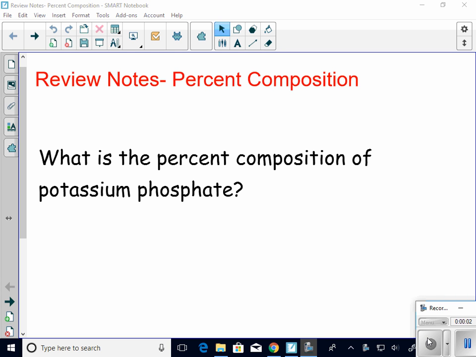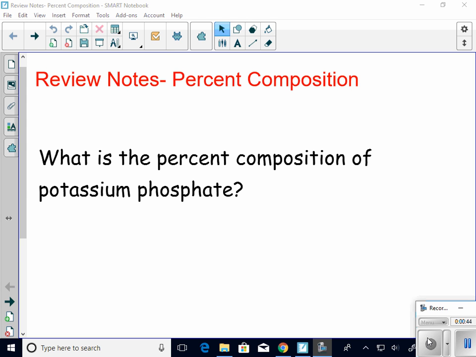Now, ladies and gentlemen, when we're talking about percent composition, we are just dealing with how much of each individual element is in that compound. How much of the compound is potassium? How much of the compound is phosphorus? How much of the compound is oxygen?